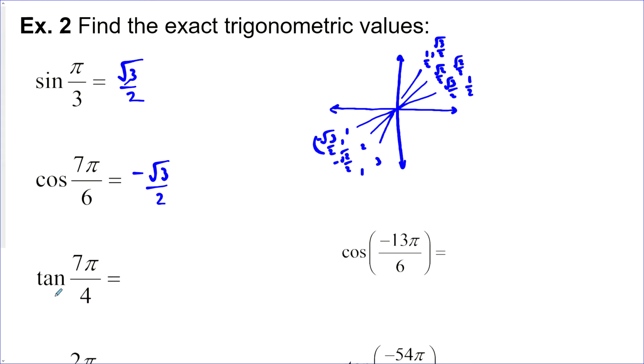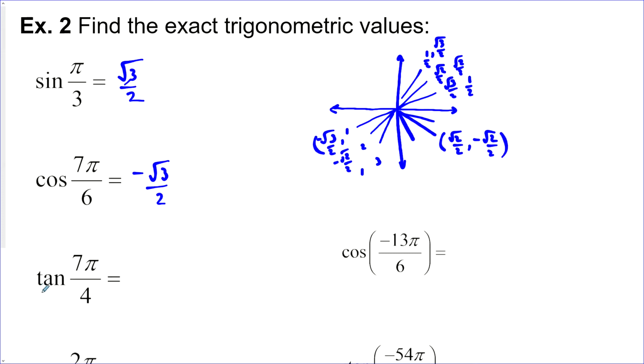Next one, tan 7 pi over 4. So we can count by quarters, 1/4, 2/4, 3/4, 4/4, 5/4, 6/4, and 7/4 is right here. Fourths are easy because they're always root 2 over 2, and we just need to figure out if it's negative or positive. So it's root 2 over 2, negative root 2 over 2.